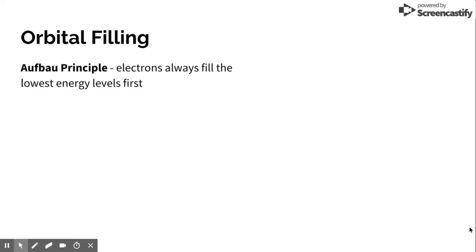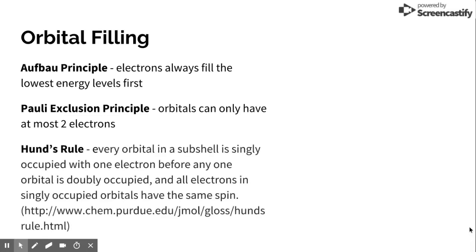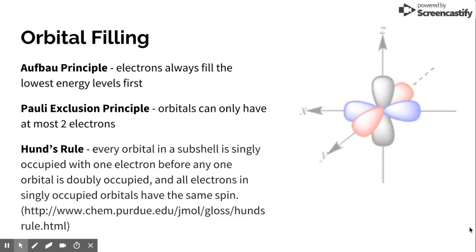Now, there are 3 rules that guide how electrons fill those orbitals. The first is the Aufbau principle. It says that electrons will always fill the lowest energy level first. The Pauli exclusion principle says that orbitals can only have at most 2 electrons. Hund's rule says that every orbital in a subshell is singly occupied with 1 electron before any one orbital is doubly occupied. And all electrons in singly occupied orbitals have the same spin.